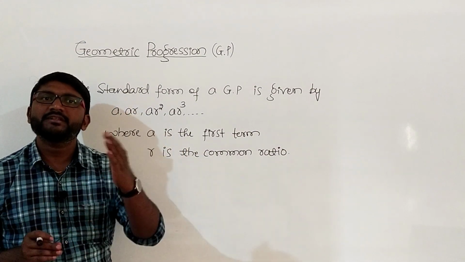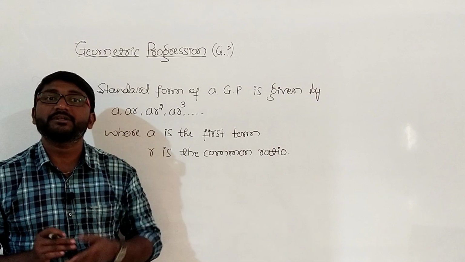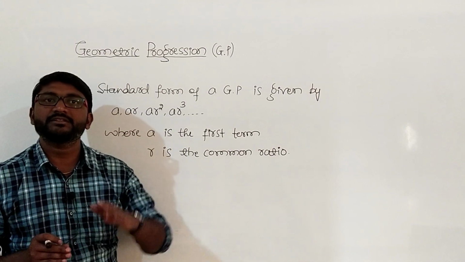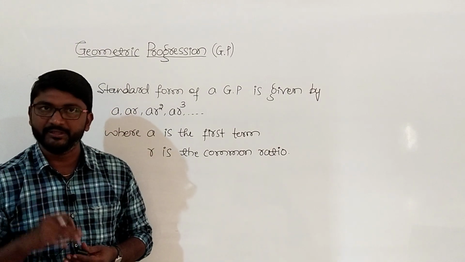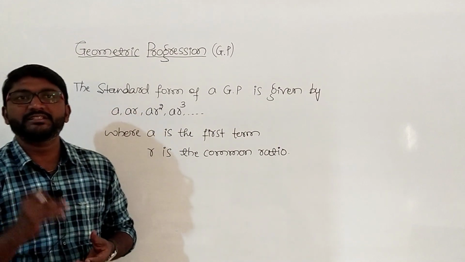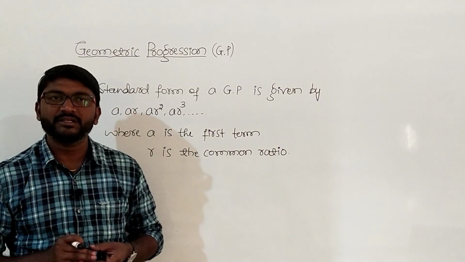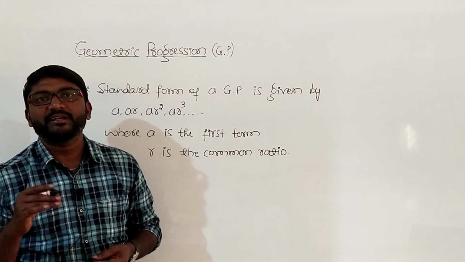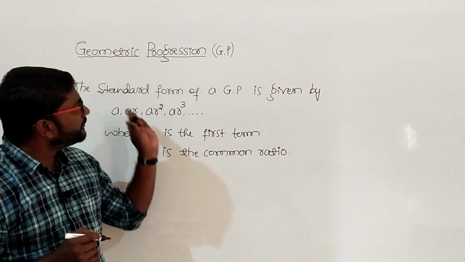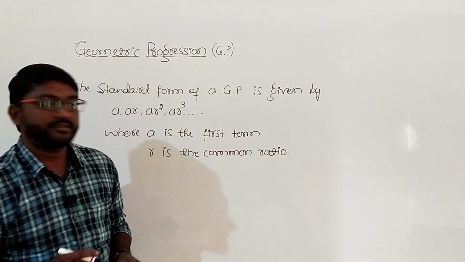Now, the next question is, what is the nth term or the last term or the general term of a GP? In arithmetic progression, what was the general term or last term? AN equal to A plus N minus 1 into D. So we will have to write the general term of a GP.